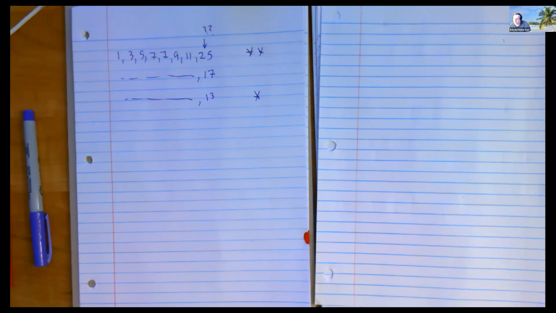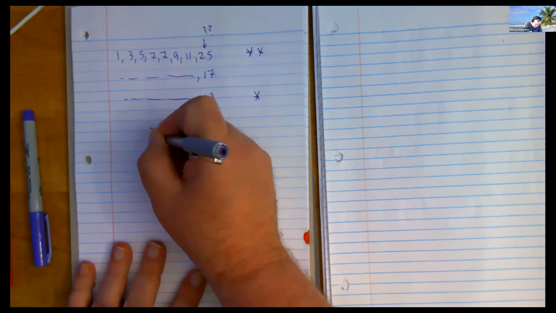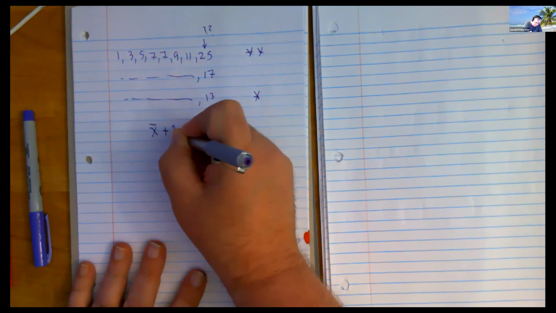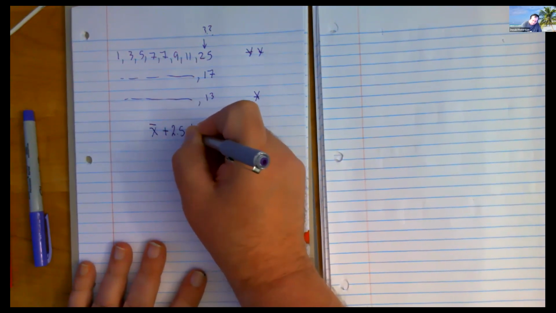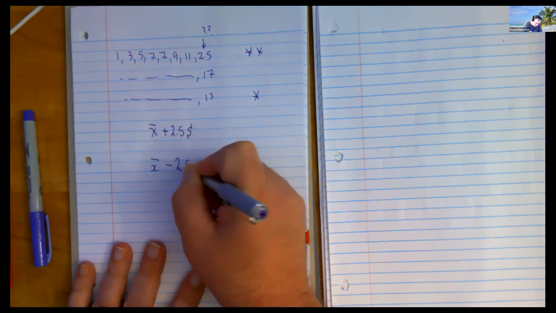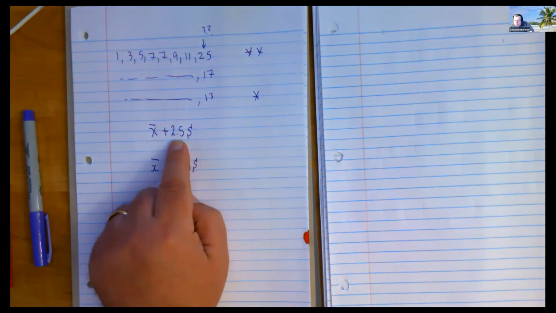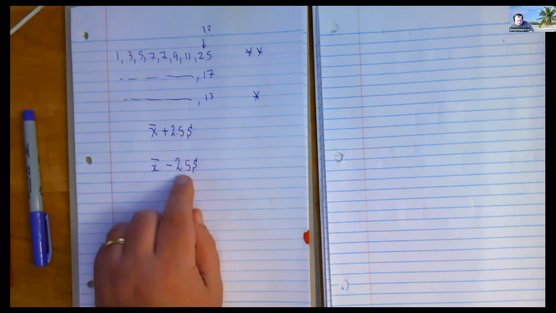We need a way of deciding, like a yardstick that you measure against it. And if you're bigger than the yardstick, you're an outlier, that kind of analogy. And this is going to be the one that the textbook uses. You're going to get the mean and add 2.5 standard deviations. And you're going to get the mean and take away 2.5 standard deviations. If you are bigger than this guy, you're an outlier. If you're smaller than this guy, you are an outlier.